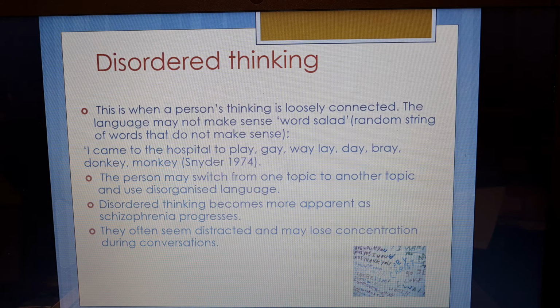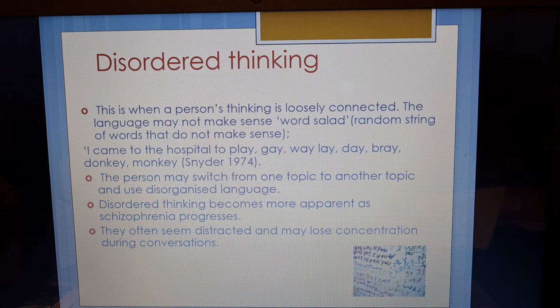I came to the hospital, so they start off with a sentence, to play, gay, way, lay, day, brave, donkey, monkey. So you can see the sentence starts off, but then it becomes a bit more jumbled, very disordered. So with schizophrenic language, it can become very disordered, just like that.